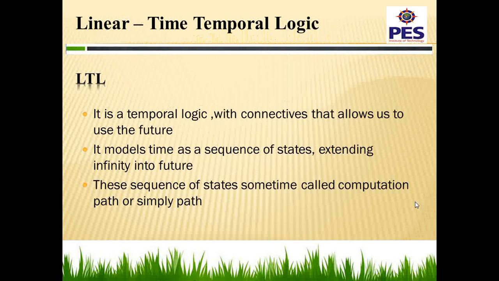The logic we are using while checking might be linear time temporal logic or computation tree logic. Linear time temporal logic is temporal logic with connectives that allow us to talk about the future. It models time as a sequence of states extending infinitely into the future. This sequence of states is sometimes called a computation path, or simply a path.